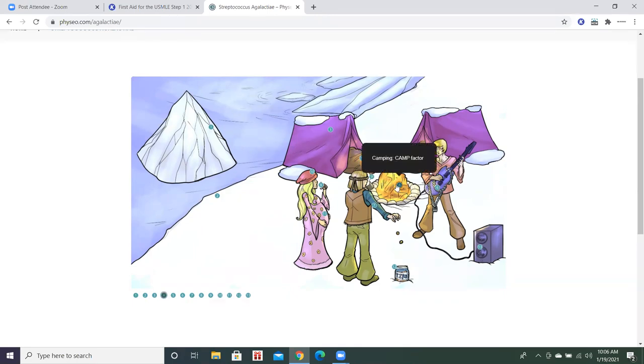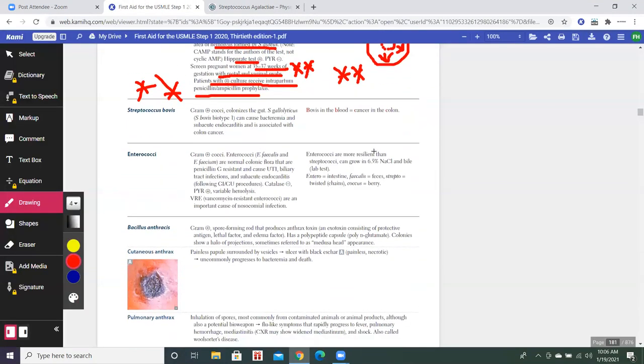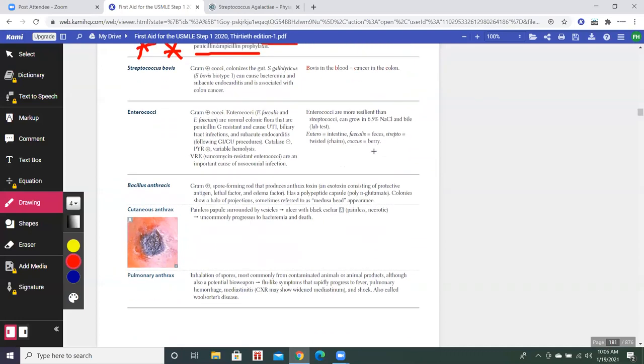CAMP factor positivity, once again, is high yield for you to remember because this is the only organism which will increase the area of beta hemolysis around Staphylococcus aureus. So that's that. This is what Streptococcus agalactiae is. Next one is Streptococcus bovis. Let's talk a little bit about Streptococcus bovis.